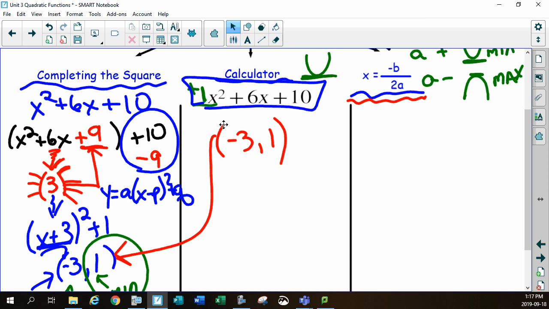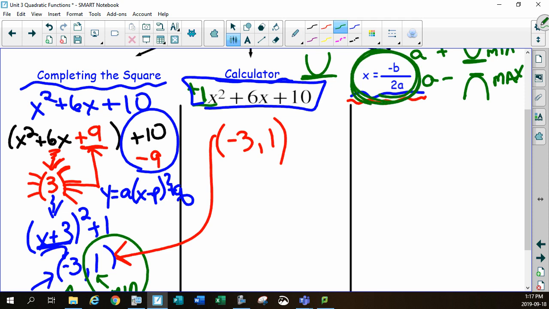Whether you do this by completing the square or using a calculator, so far so good. We've got everything balancing out right. We've got two methods that we can solve this with. But do you remember this method here? This is kind of a different method, and a lot of teachers do not teach that method. And I've learned that through experience and talking to many, many people.